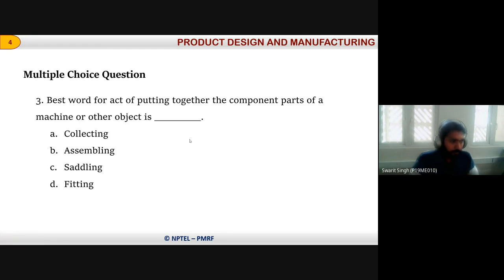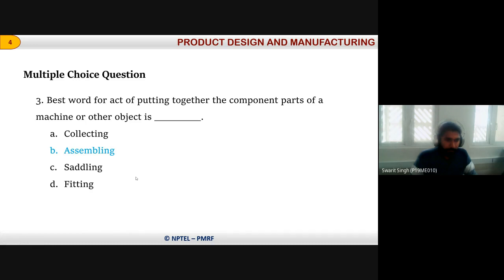In terms of product design and manufacturing, if we want to put different components and parts together, it is called an act of collecting, assembling, settling, or fitting. So we have option B. Okay. Yes. So obviously it is the act of assembling.